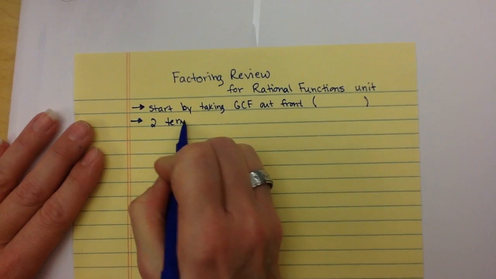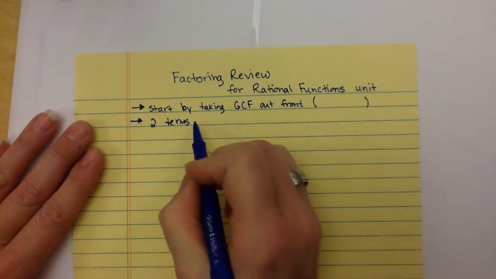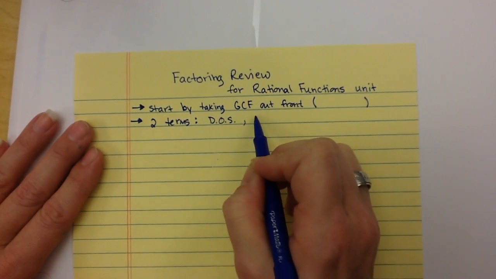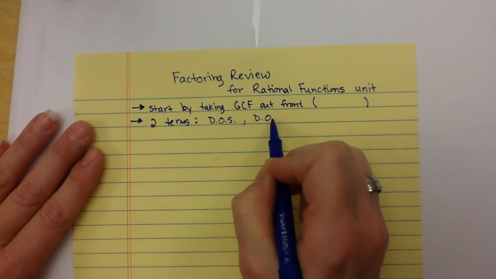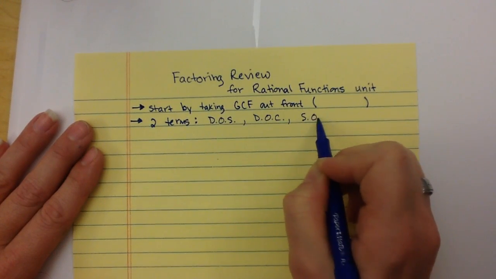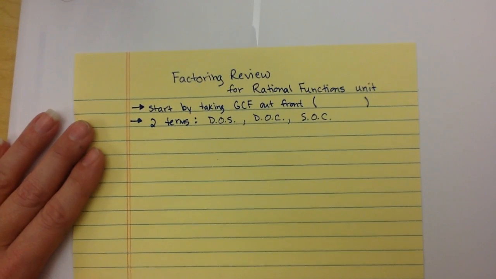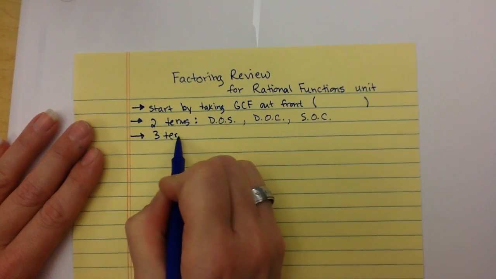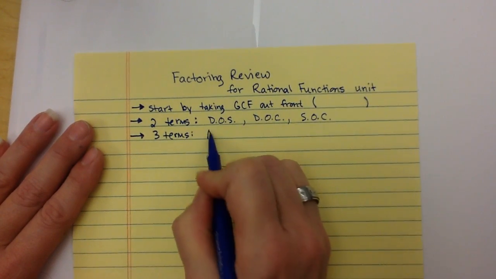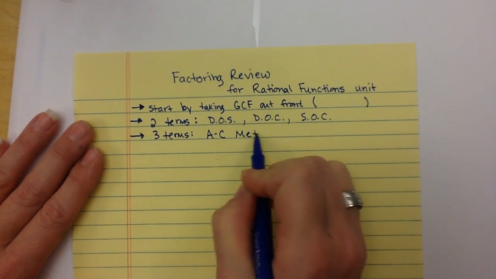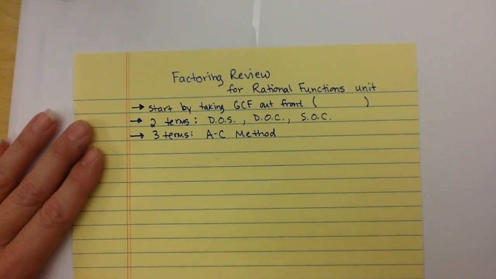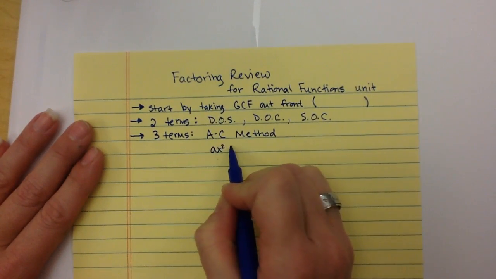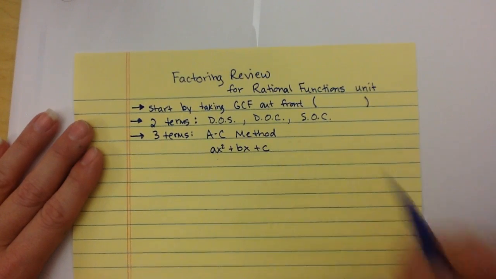If there are 2 terms left in your parentheses, then you're either going to be factoring by difference of squares, difference of cubes, or sum of cubes. We'll review those techniques a little bit later on. If there are 3 terms, then you're going to be factoring by the AC method. Now when there's 3 terms, the format is going to be ax squared plus bx plus c.